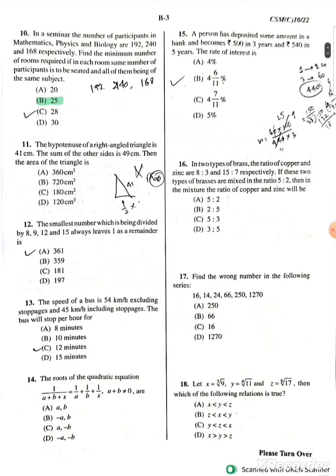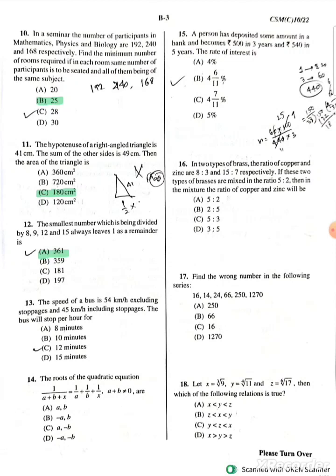Question number 11, the hypotenuse of a right angle triangle is 41 cm. The sum of the other sides is 49 cm. Then the area of the triangle is 180 cm square. The smallest number which when divided by 8, 9, 12 and 15 always leaves 1 as a remainder is 361.